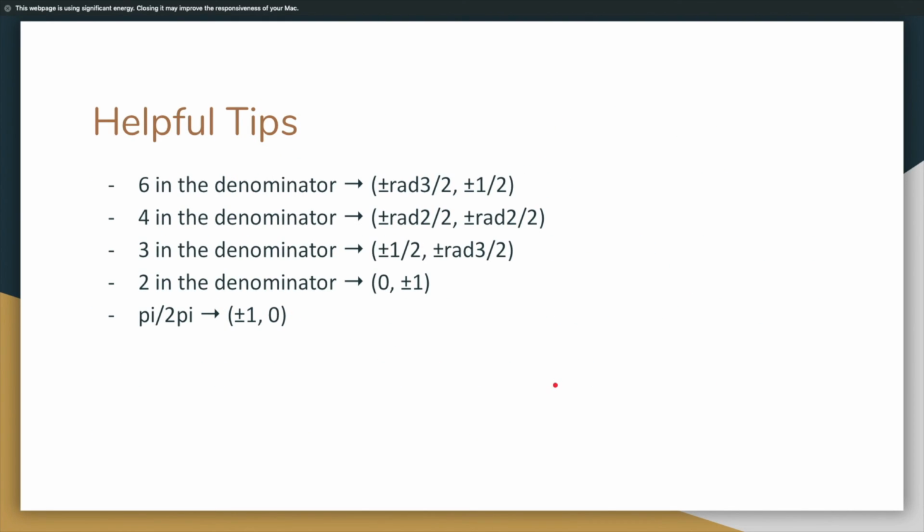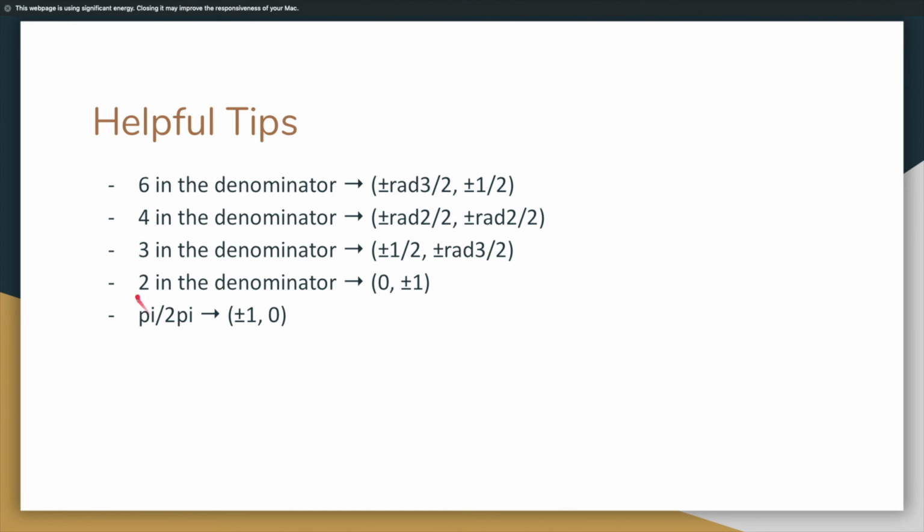Lastly, I'd like to leave you guys with some tips when approaching a unit circle. First, any radian value with a denominator of 6 will have a cosine value of plus or minus rad 3 over 2 and a sine value of plus or minus 1/2. Any radian value with a 4 in the denominator will have a cosine value of plus or minus rad 2 over 2 and a sine value of plus or minus rad 2 over 2. Any radian value with a denominator of 3 will have a cosine value of plus or minus 1/2 and a sine value of plus or minus rad 3 over 2.